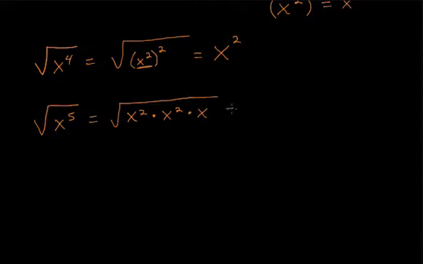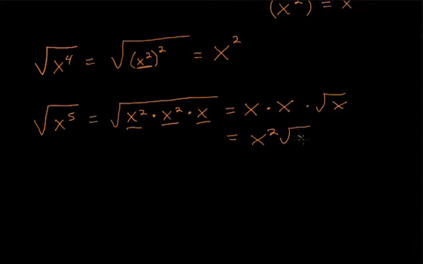And now, using the multiplication property of radicals, we can simplify this expression. The square root of x squared is x. And we're going to multiply that by the square root of another x squared. So that's going to be another x. And then the square root of x can't be simplified. So that's just going to be the square root of x. And so another way of writing this would be x squared times the square root of x.